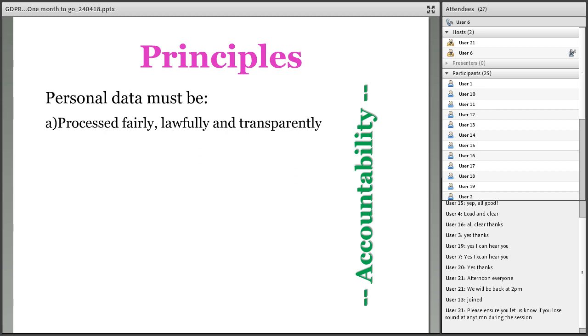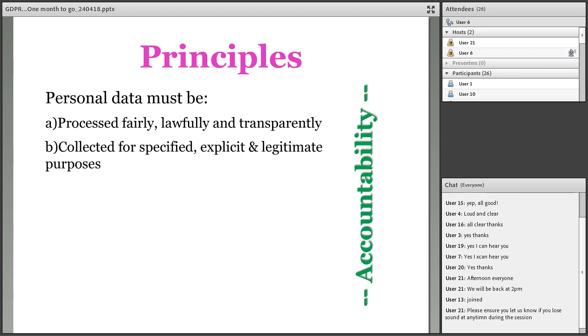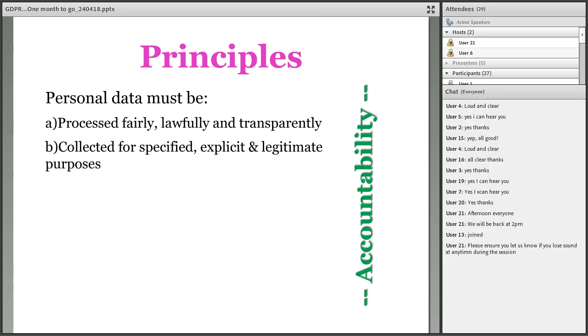The first principle states that personal data must be processed fairly, lawfully, and transparently. And that addition of transparently is a new addition compared to Principle 1 of the current DPA, and it links strongly to the right to be informed. So it basically means that you as charities must be transparent as well as fair and lawful when you're using personal data. Principle B links back to transparency and legality, so you must have a legal basis for processing data, and you need to explain to people what that is.